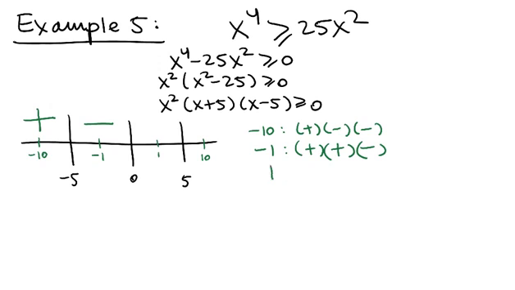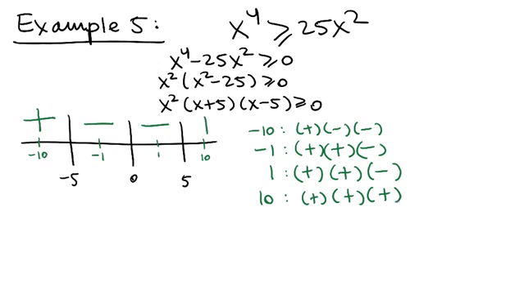At x equals 1. Okay, 1 squared is 1. x plus 5 would be 6, and x minus 5 would be negative 4. So this one's negative again. And then at x equals 10, I've got 100, 15, and 5. All positive numbers, so it's going to be positive.